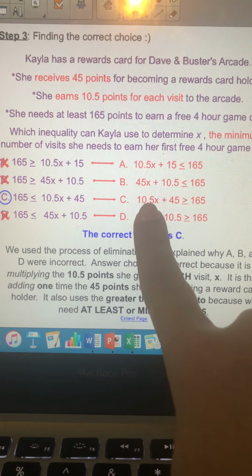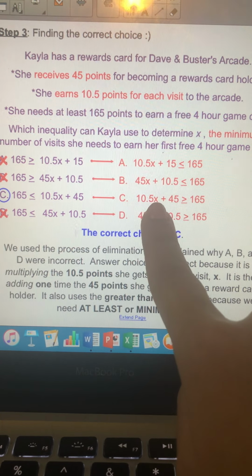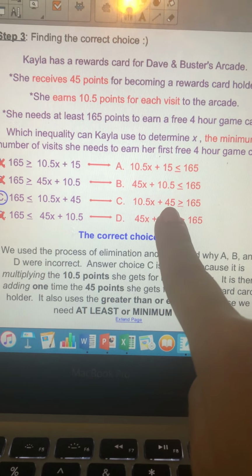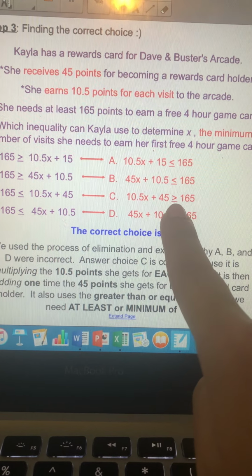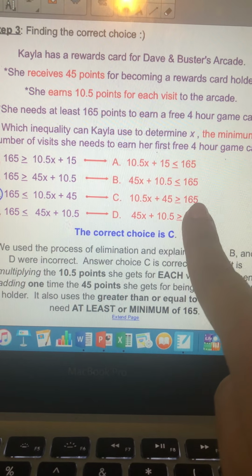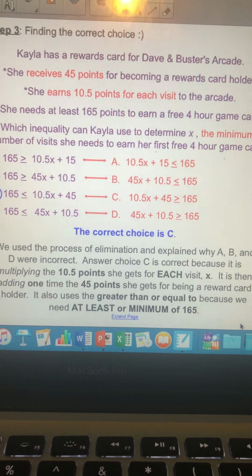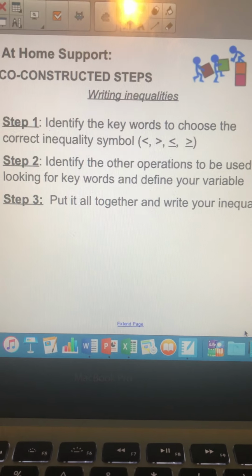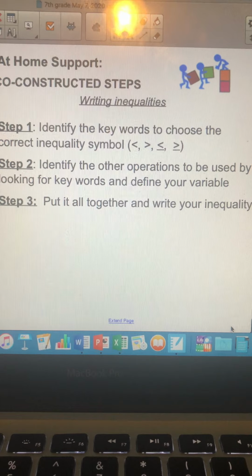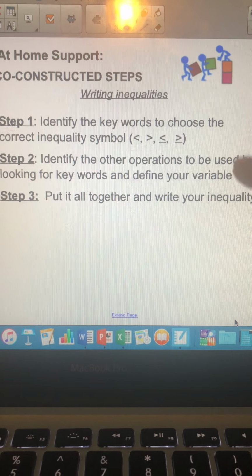It's showing us that it's 10.5 points for each visit, plus the 45 points she got for becoming a member, at least greater than or equal to 165 points. Okay, so there's another process of elimination. Sometimes it won't be multiple choice, so here are our steps.